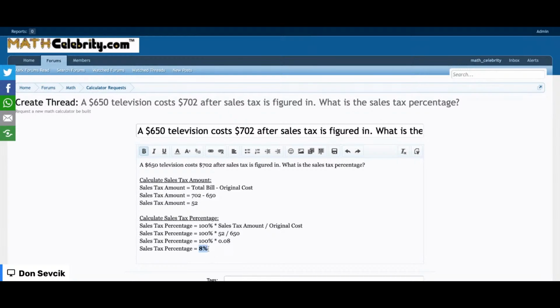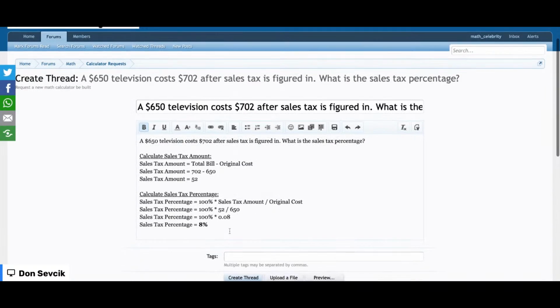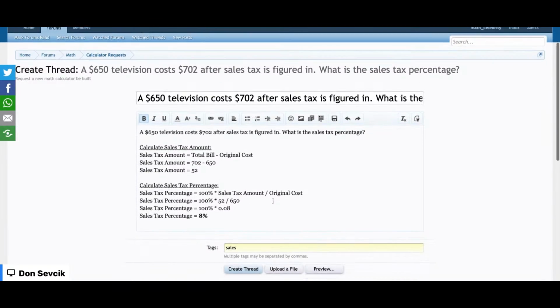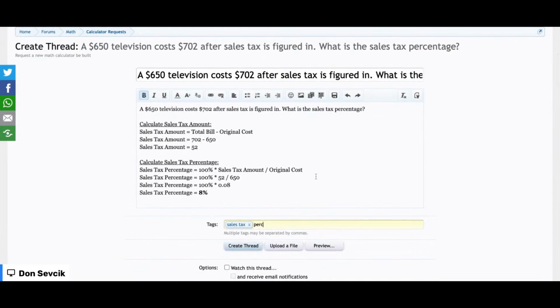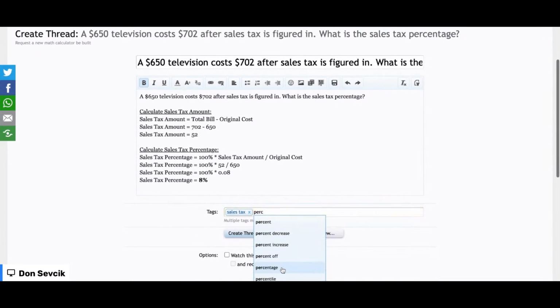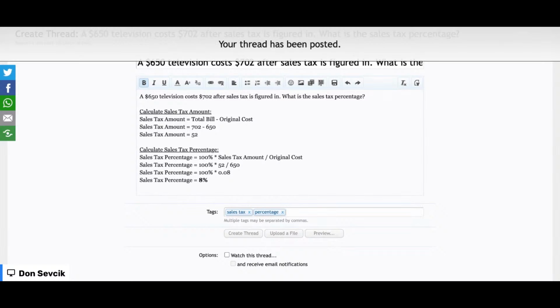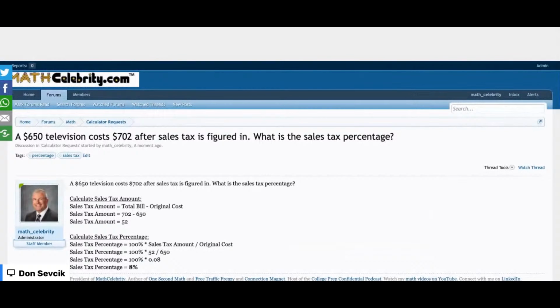Hold that because that's our final answer. We had two parts here. We want a sales tax amount because the sales tax amount is used in the original cost. And that's how you get the sales tax percentage, which of course was 8%. We got sales tax percentage. That's that. All right. Let's keep it going.